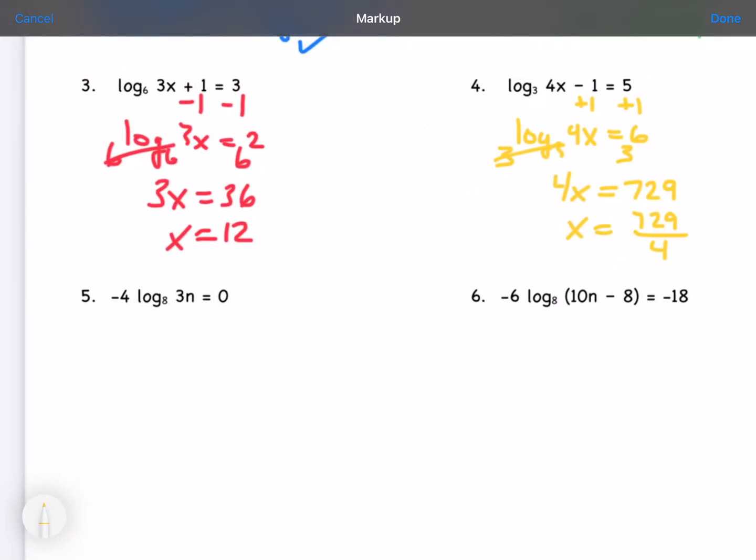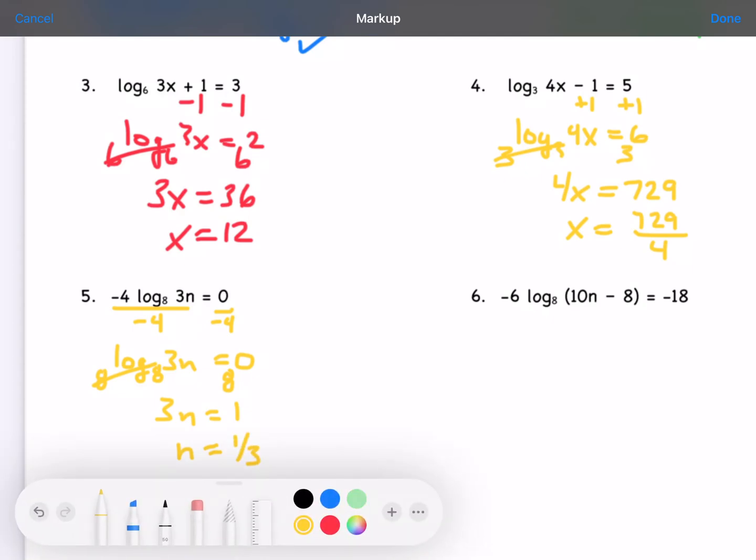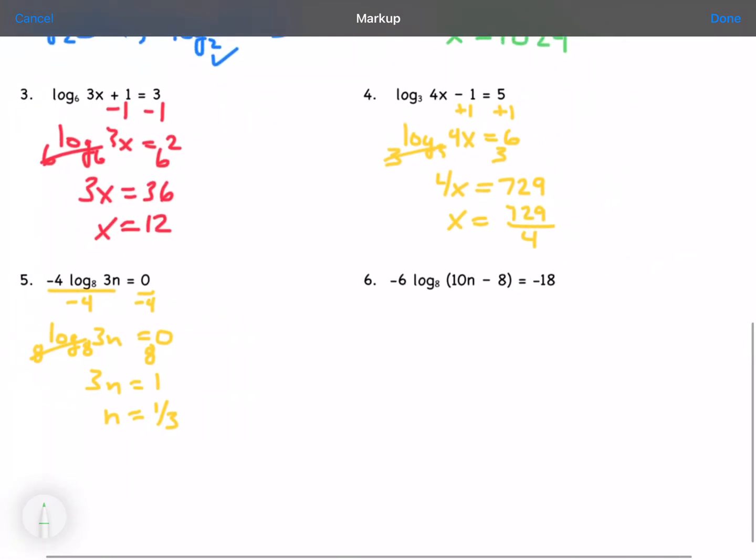Okay, now we have a number out front. We have an a value, negative 4, times log base 8 of 3n equals 0. If you remember, when we were condensing logs, we made that negative 4 the power. Well, we can still do our normal mathematical operations. We divide by negative 4, and so we have log base 8 of 3n equals 0. And so then I'm going to put my base of 8. I have 3n equals 8 to the 0, which is 1. So n equals 1/3.